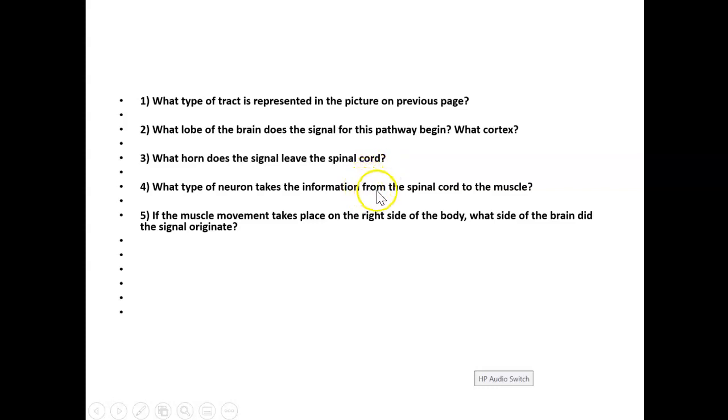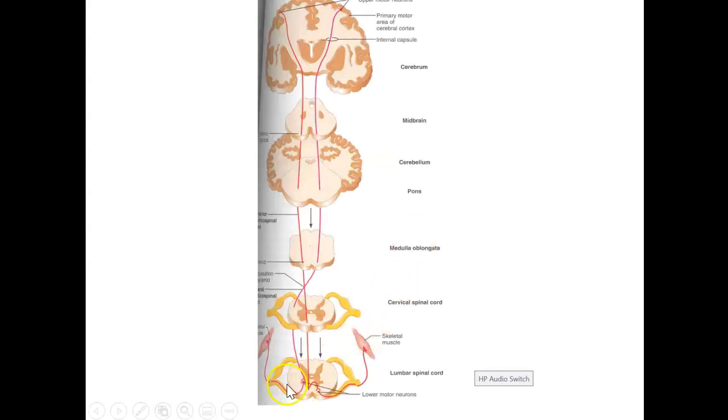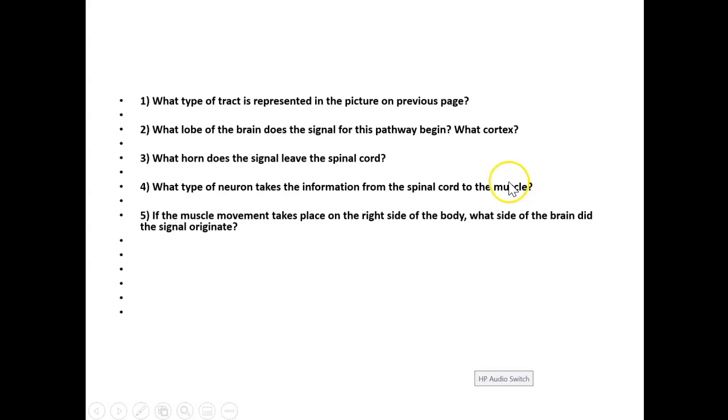And then what kind of neuron is going to take the information from the spinal cord to the muscle? It is a motor pathway, so it's going to be a motor neuron. A motor neuron. Okay, so let's do this again. Descending pathway, starting at the motor cortex in the frontal lobe. It leaves the ventral or anterior horn. A motor neuron is what's going to take the signal from the spinal cord to the muscle.